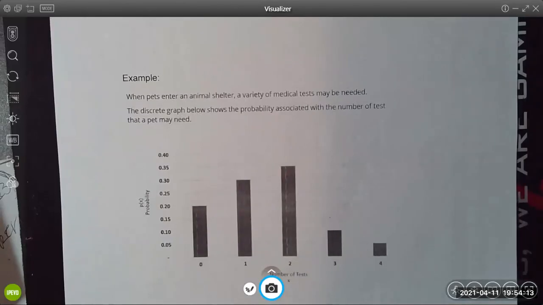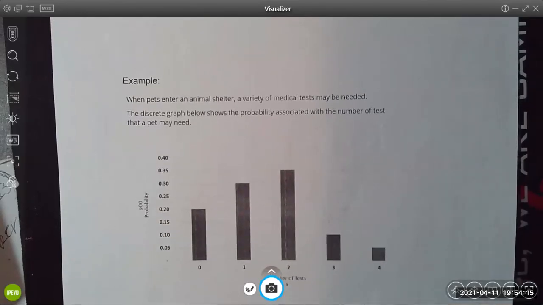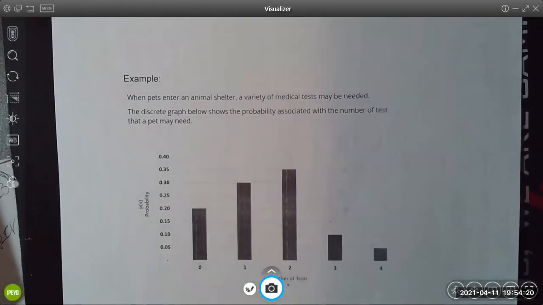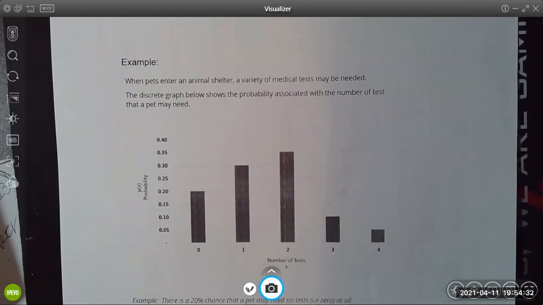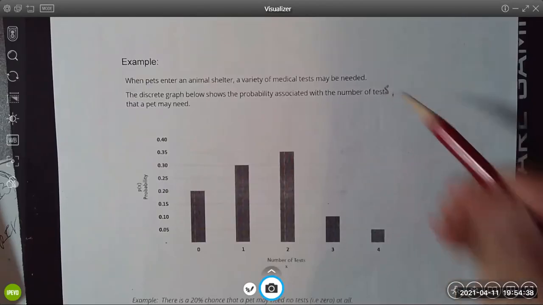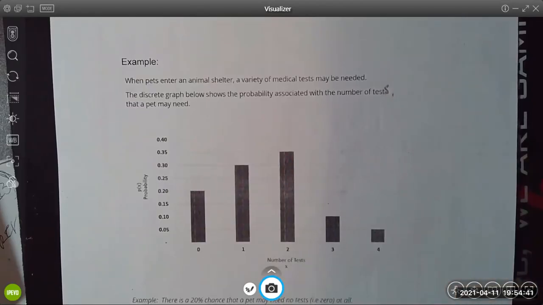Now, next one. Pretty much this is the last one, I believe. When pets enter an animal shelter, a variety of medical tests may be needed. The discrete graph below, say we have a bar graph here, shows the probability associated with the number of tests that a pet may need.